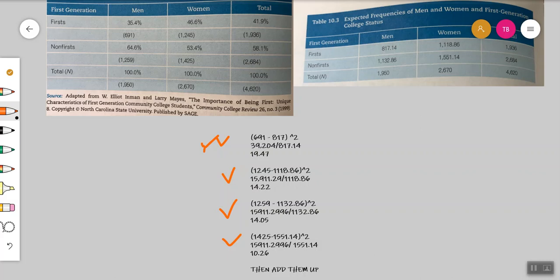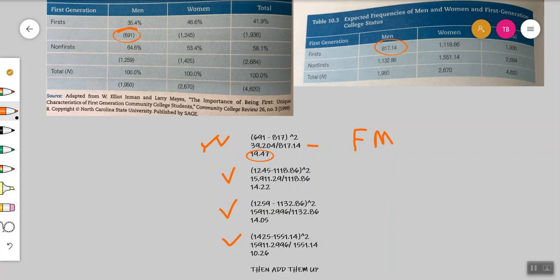And what I'm taking is observed minus expected, and I got this number. And then I'm dividing by the expected again, and then you get your number. Okay, so this number, 19.47, is for first generation men.